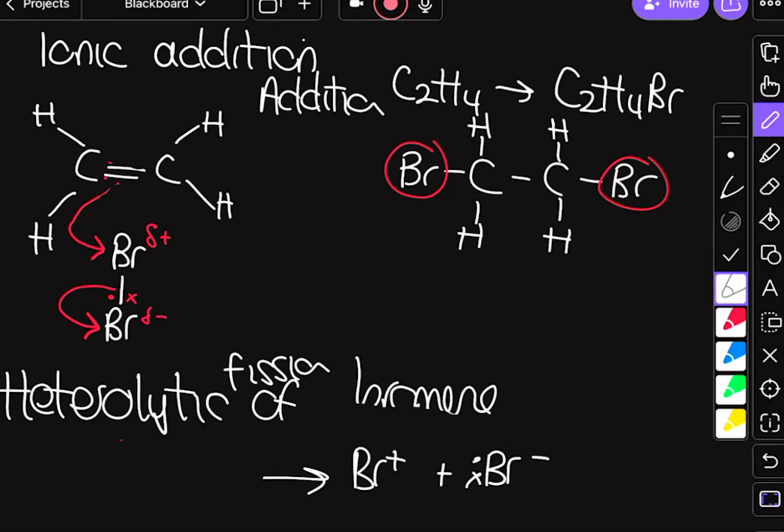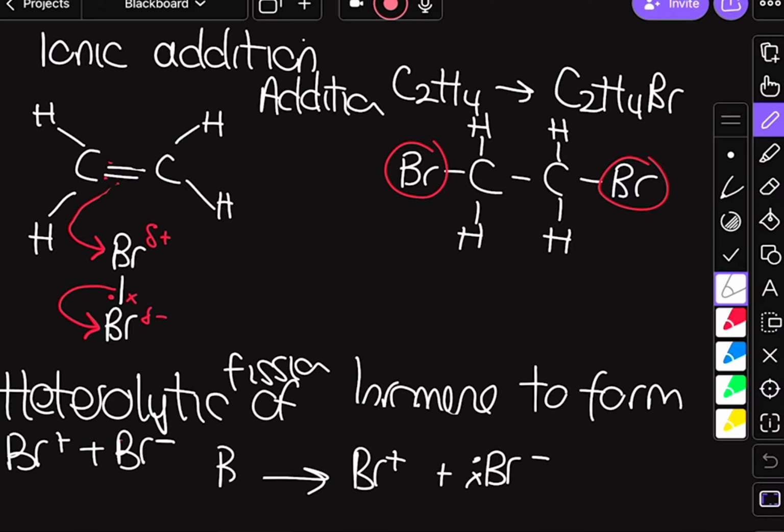So we have heterolytic fission of bromine to form Br plus and Br minus. So this would be the little equation that would explain that. So that's our first step covered.